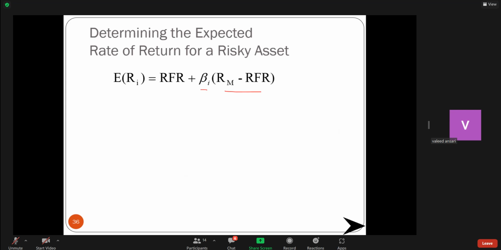And the only risk which is important in the world of CAPM is undiversified risk, not diversified risk. So the market will not reward for bearing a risk which can be eliminated, which we can reduce to a negligible level or eliminate completely by holding a sufficiently diversified portfolio. So we'll continue with this in my next class.